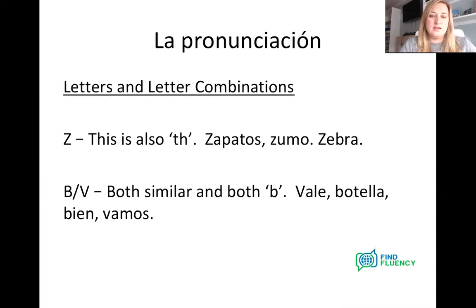B and V are both similar, and they're both B, okay? We see this with vale, botella, bien, vamos. Now, the V ones may be slightly softer. For that B sound in English, we bring the lips together, but it's still quite an open sound. In Spanish, it's more of a pursed lip sound, so it's vale, vamos, a bit more like that, okay?